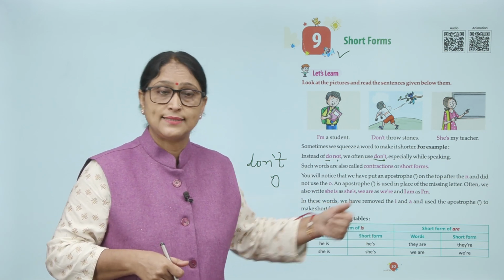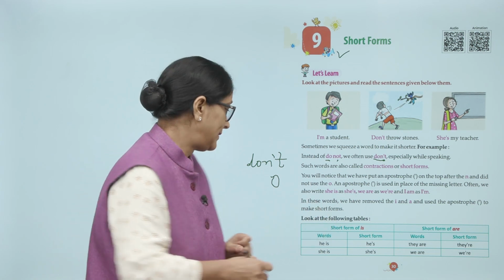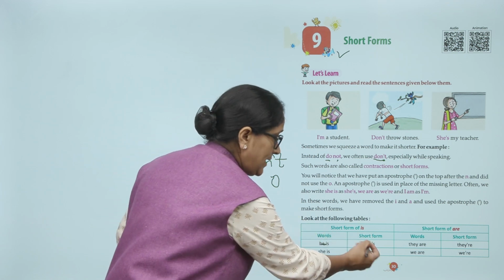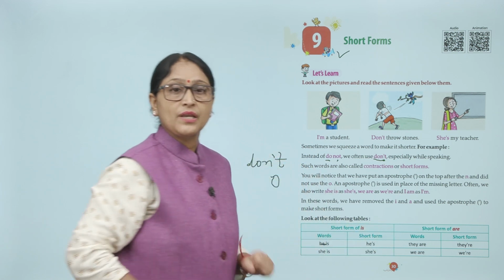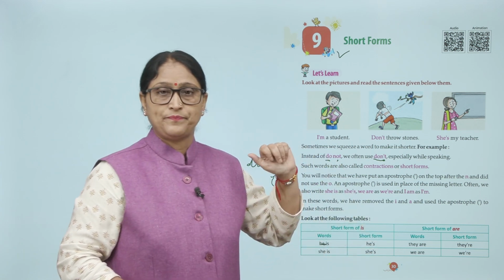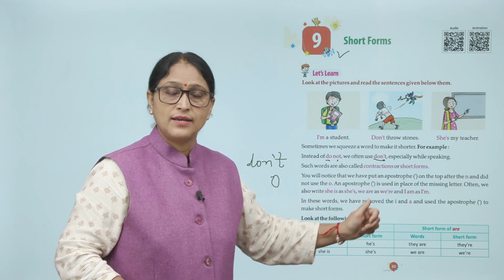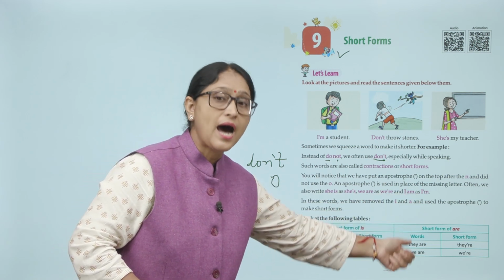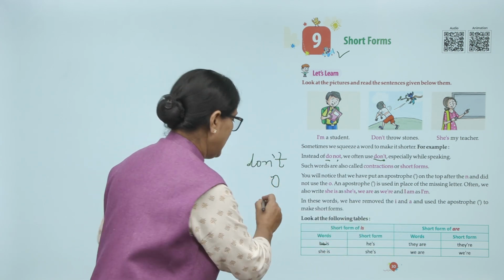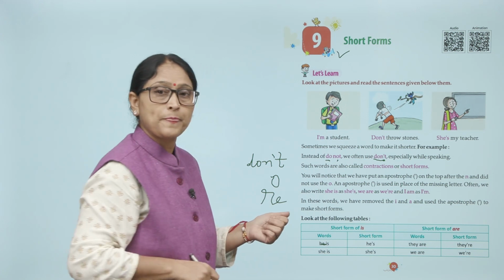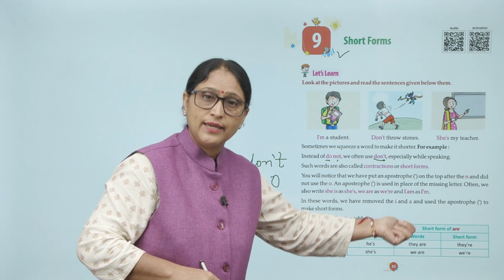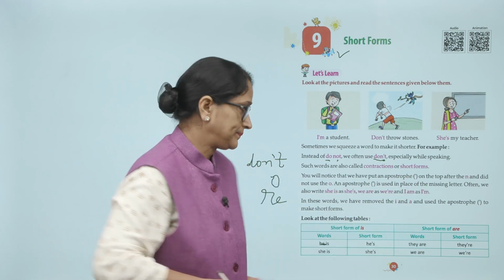Short form of is. Now the word he is like this. Now its short form is he apostrophe and S. She's, she apostrophe S. In the short form of are, the words they are. In short form, they apostrophe and then written RE. Now in we are, we apostrophe and RE.